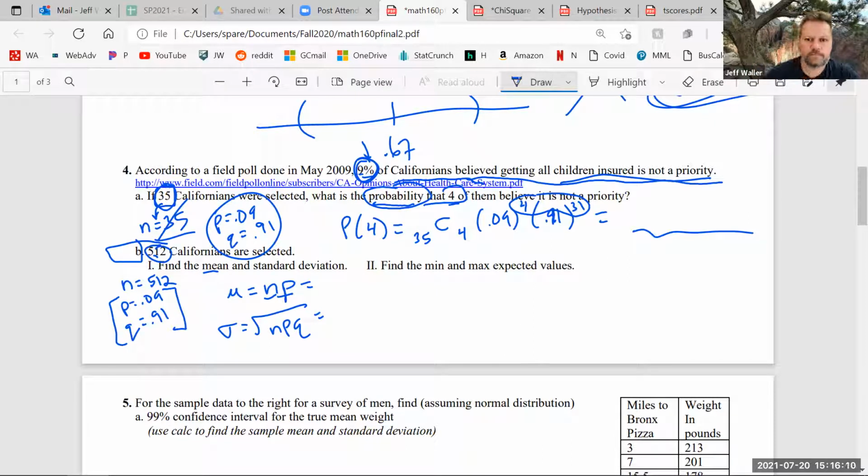And then to find the min and the max, do we just do 2 standard deviations up and down? Okay. So 2 steps up, 2 steps forward, 2 steps back.